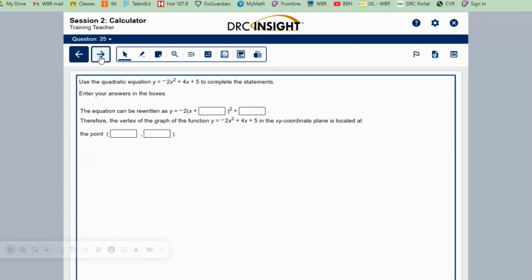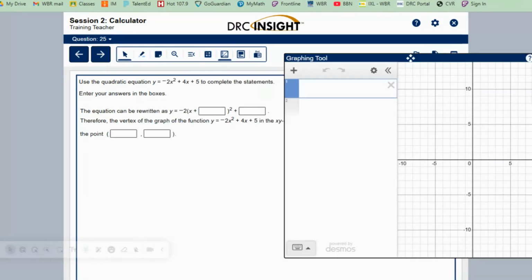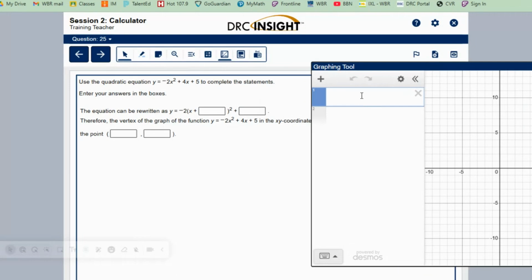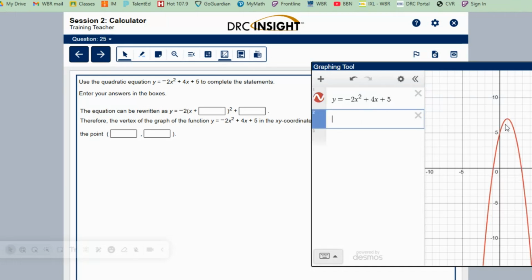11:33. Yeah, we got a couple minutes. We can get 25 done. 25 is an easy one that we're going to put into Desmos. It gives us a quadratic, and then it says to complete the statements and to put your answers in the box. The equation can be rewritten as. So let's go to Desmos. Let's type in this equation that's here, which is negative y equals negative 2x squared plus 4x plus 5. There's my graph, okay?